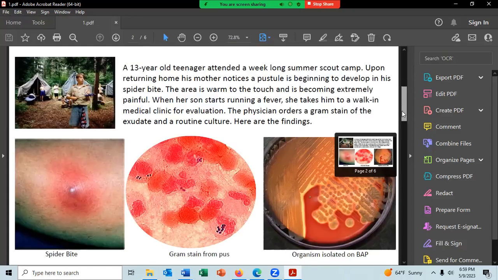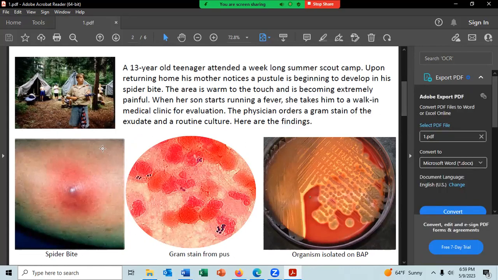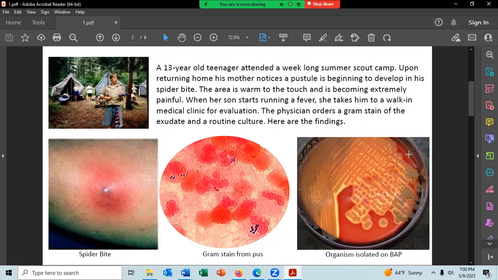Case study 1. A 13-year-old teenager attended a week-long scout camp. Upon returning home, his mother notices a pustule beginning to develop on his arm, and it looks like a spider bite. The area is warm to touch and is becoming extremely painful. When her son starts running a fever, she takes him into a walk-in medical clinic for evaluation. The physician orders a gram stain of the exudate and a routine laboratory culture.